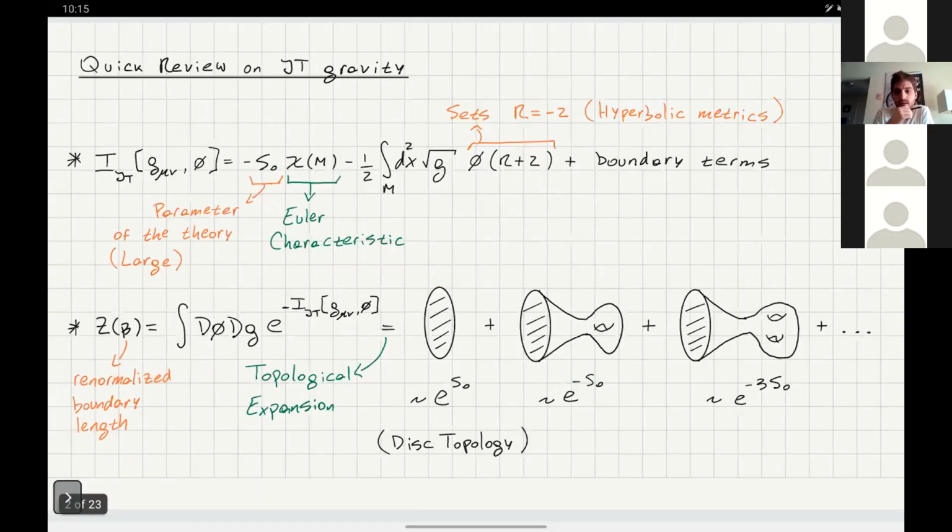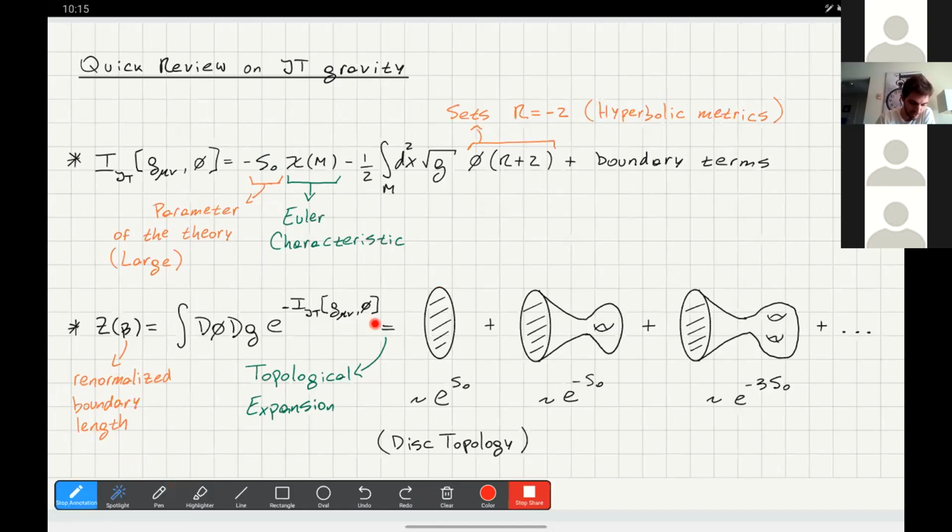So to begin, let me start with a quick review of Jackiw gravity, since the tools we use will be very clear in this simpler context. What is Jackiw gravity? It is a two-dimensional theory that has the action you see over here. There are two fields that you have to take care of. One is the metric, and the other one is a dilaton, a scalar field. And the action is what you see over here.